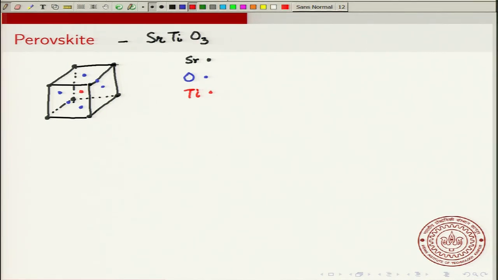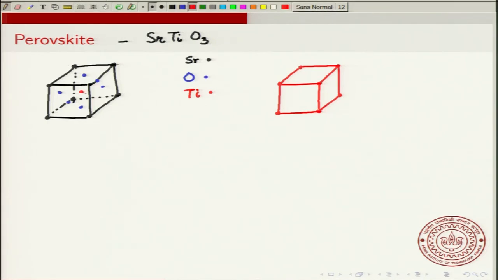Now you can look at the same structure in a slightly different way. Suppose I put the Ti atoms at the corners of the cube. So I am just depicting it slightly differently. Instead of putting strontium at the corners, I am putting Ti at the corners. You can just take this to the next cell and complete it. Then the titanium will form a simple cube.